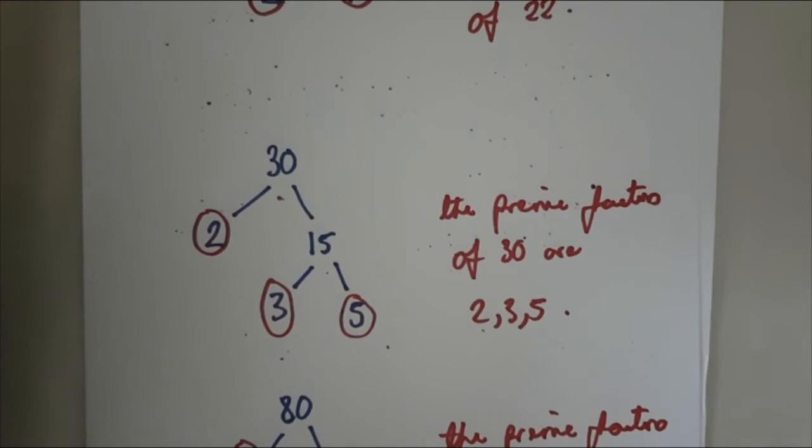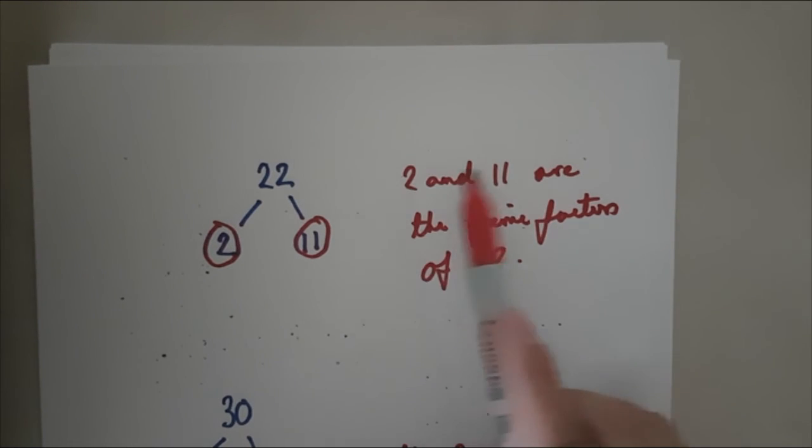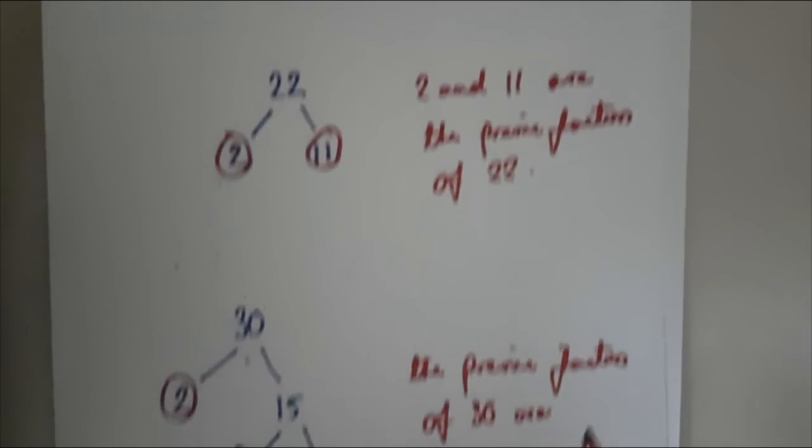And the same goes for the rest. If we multiply these numbers together, 2 times 3 is 6, times 5 is 30, we get 30. And here, 2 times 11 is 22. That's prime factorization.